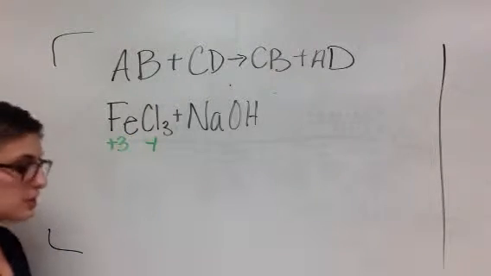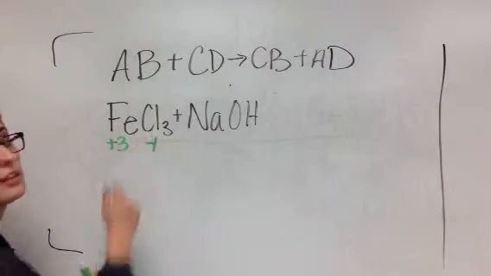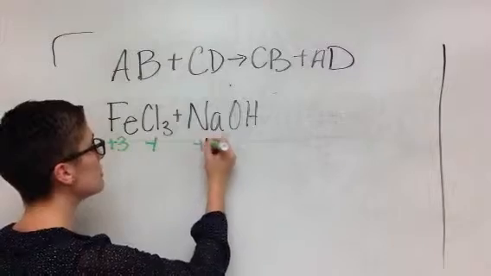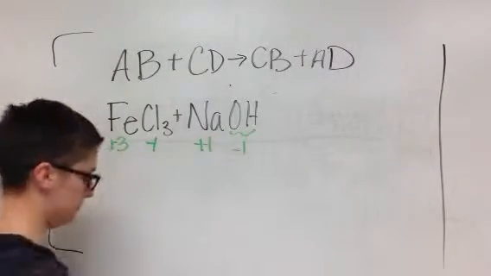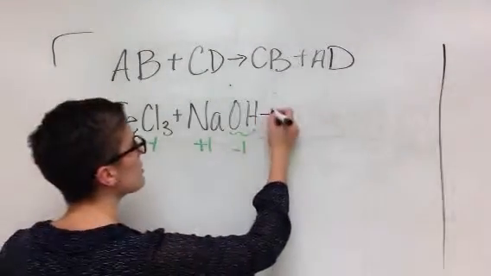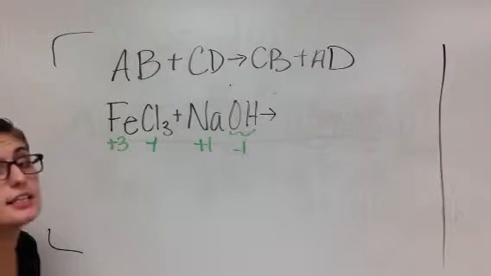Sometimes it can be hard to know what the iron charge is because it can have multiple charges. So that's why you have to look at the thing that it's attached to. The charge of sodium is +1, and the charge of hydroxide is -1. So when I go through with my reaction, I need to make sure I have positive and negative things coming together because opposites attract and likes repel.